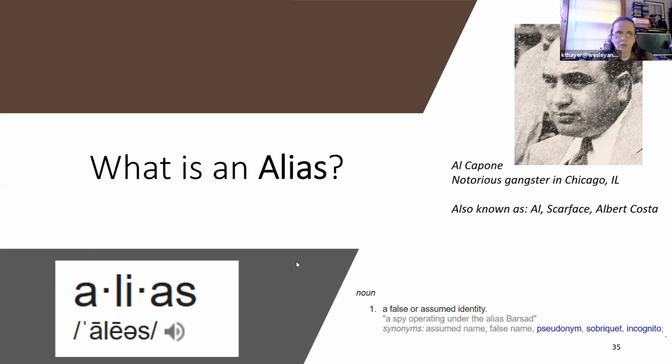So we look at the dictionary definition of an alias. It's a false or assumed identity, for example, a spy operating under the alias of Barsad. And so we also have some other synonyms here to give you an idea. So basically an alias means something known by another name. And we have a similar thing going on in Python.